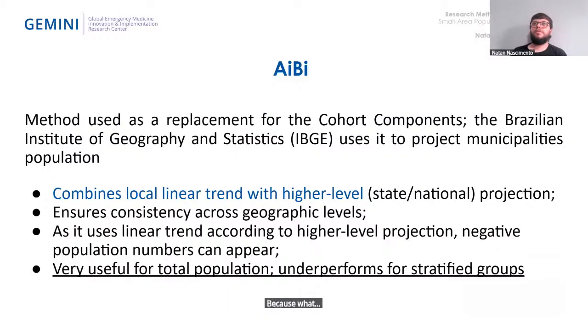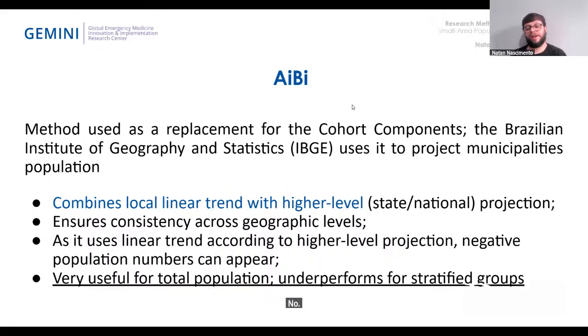Because what happens is sometimes a state decreases its population, and we have a population in a small area that is already small. So what will happen is that we'll have negative population numbers. So -1, -4. It's not something that happens in real life. For that, we need to round sometimes and then consider 0, because the projection is not completely reliable since you don't use the demographics, but it's the closest as we get. So very useful for total populations, underperforms for stratified groups. Can we use AI/BI to stratify for ethnicity and class? Yes. Will it be reliable? No. It will be valid, not very reliable, no.